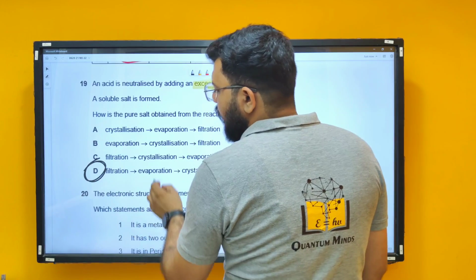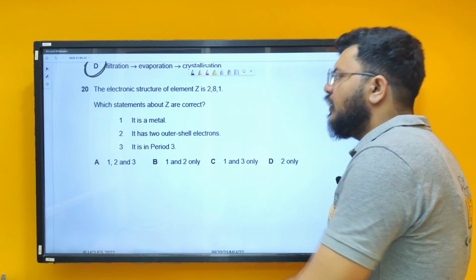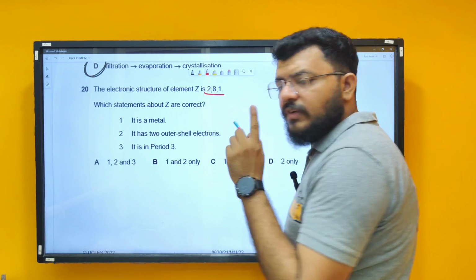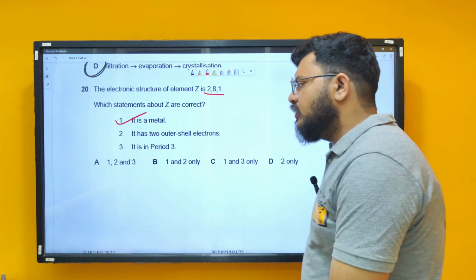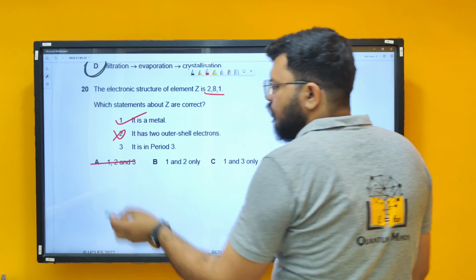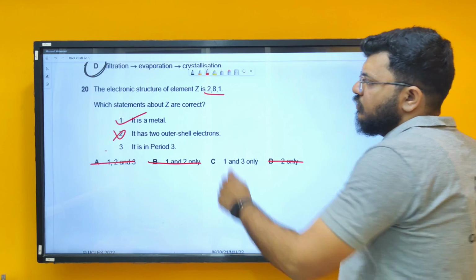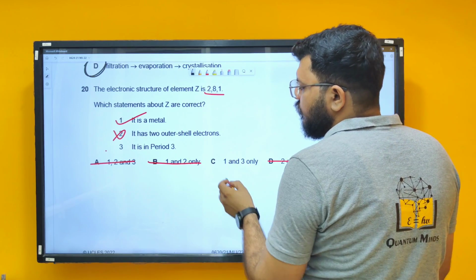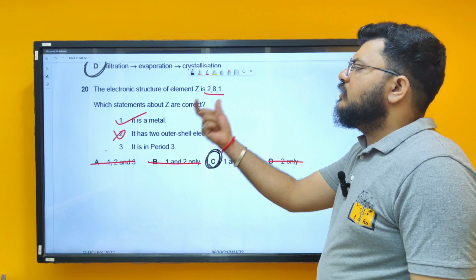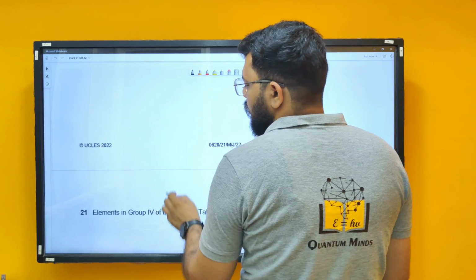Now we have question number 20. The electronic structure of an element Z is 2,8,1. Which statements about Z are correct? It is a metal. Yes, because it has one electron in the outermost shell. It has two outer shell electrons? No, I just said it has one. So 2 is incorrect, which leads to options A, B and D being cancelled. So by the method of elimination, without even looking, option C is correct. Is it in period 3? Yes, it has 3 shells. So it is in period 3 and C is your correct answer.